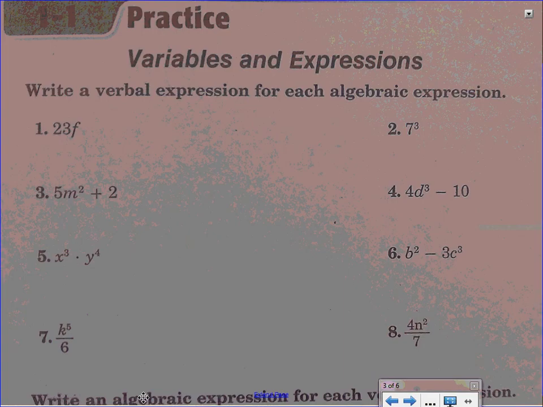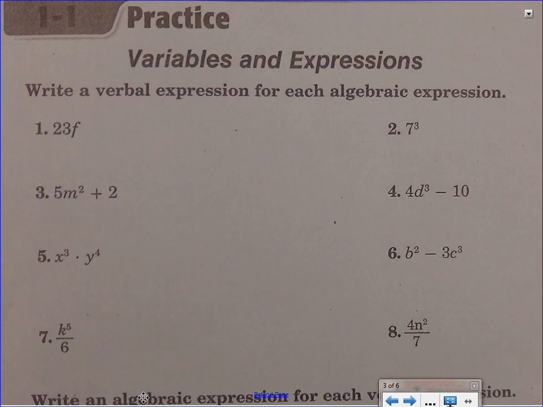There we go. The back side of the worksheet again, we need to write the verbal expression for the algebraic expression. So we're going from math to words. So the first one we have up is 23F. And 23F, when they're next to each other, means a product. They're being multiplied. So you can just write the product of 23 and F.